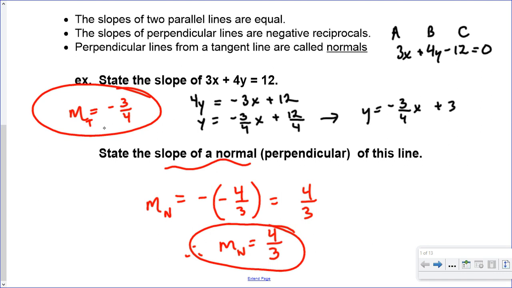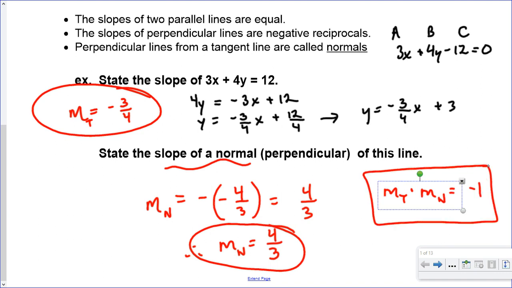Now, at this stage, I usually let people know this very important concept of normals and tangent slopes. The product is always -1, right? So the product of a tangent slope and a normal slope is always -1 here.